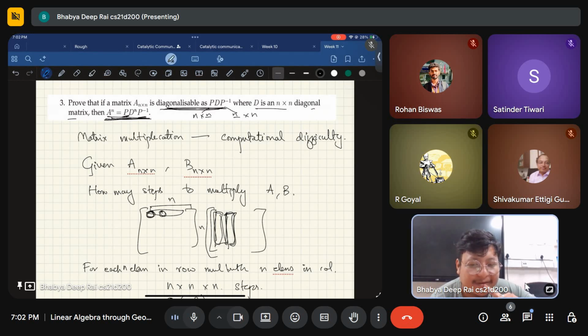That is right. In terms of information, it is still carrying the same amount of information because they are talking about the same thing. It is equal. A is equal to PDP inverse. In terms of maybe storing these, it may require more space because you're carrying three matrices instead of one.